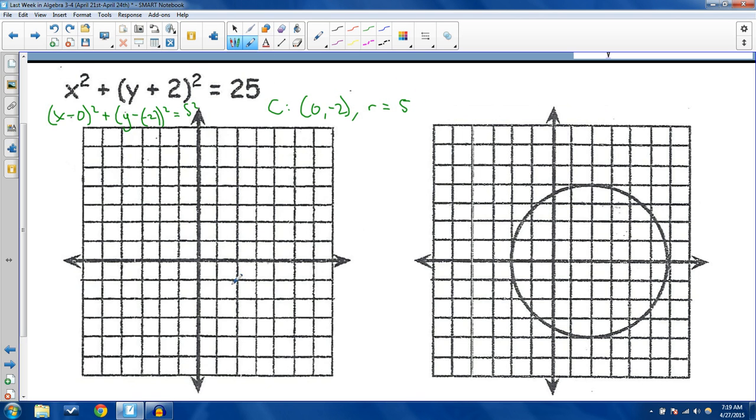So as I do that, let's go and plot those. Here's the center, (0, -2). My radius is 5. I can go 1, 2, 3, 4, 5, and 1, 2, 3, 4, 5. Notice how I'm only going north, south, east, and west. It's very hard to count diagonally for these things in 5. It's not like I go 1, 2, 3, 4, 5 diagonally. That would make me a square. I'm not going for that.